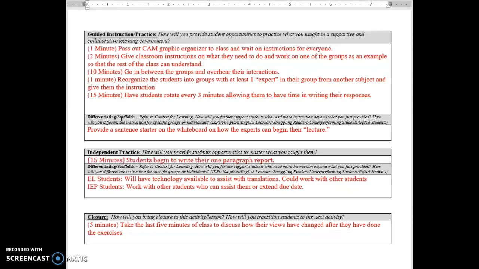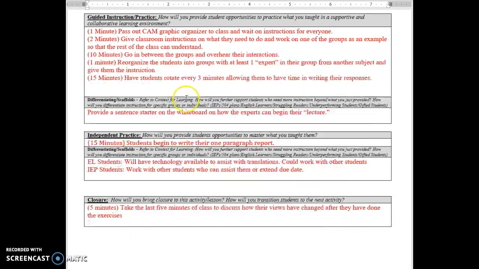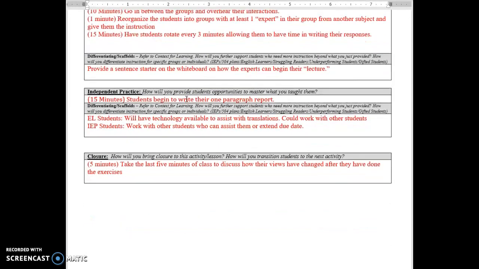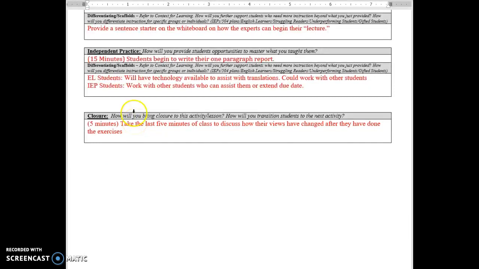Secondly, during the we do portion, we're going to pass out the CAM organizer and follow through with it, and then have the experts go around the classroom. I will provide sentence starters on the whiteboards for differentiation on how the experts can begin their lecture. And then finally, in the you do portion, students will begin their 1-paragraph report.